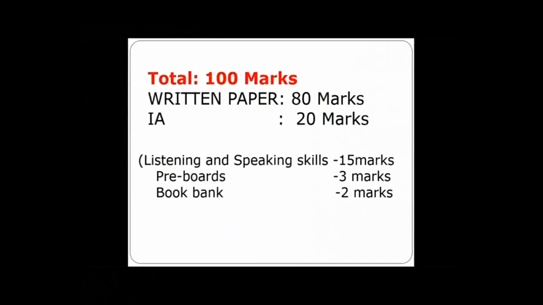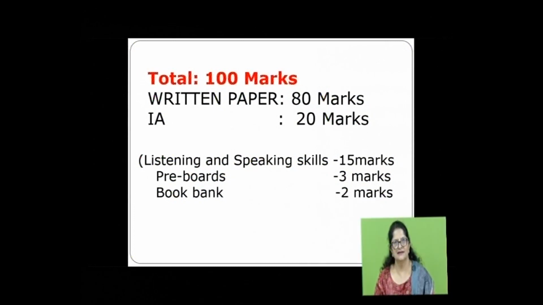So this is the distribution of marks for your final examination. Written paper 80 marks and internal assessment 20 marks, which comprises of listening and speaking skills carrying 15 marks, pre-boards 3 marks and book bank 2 marks.